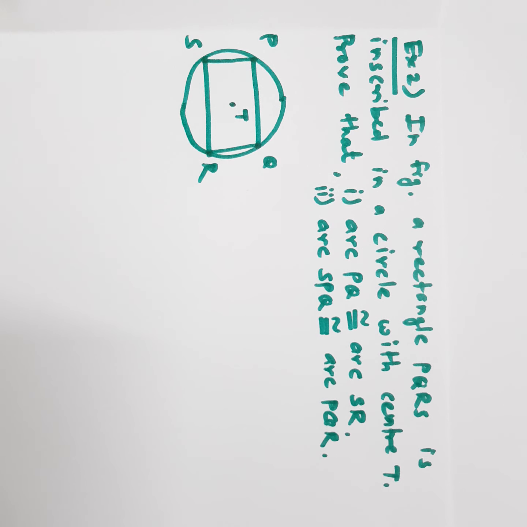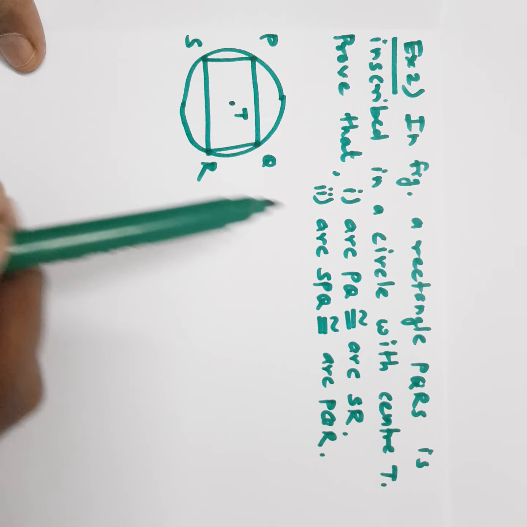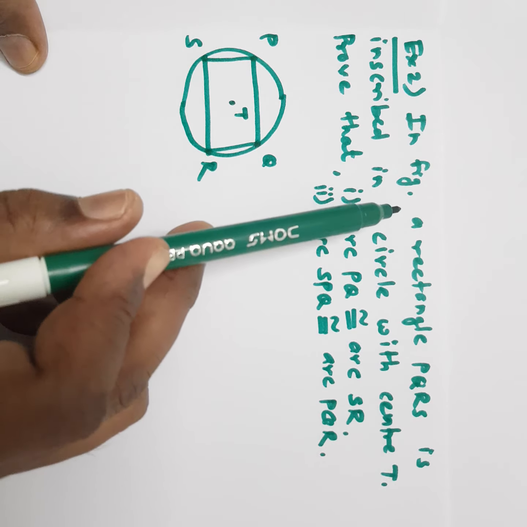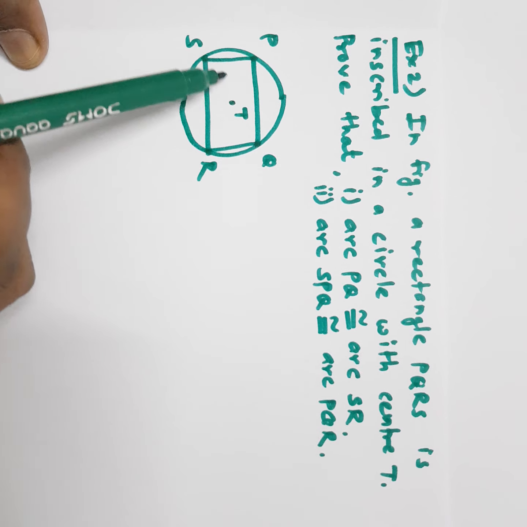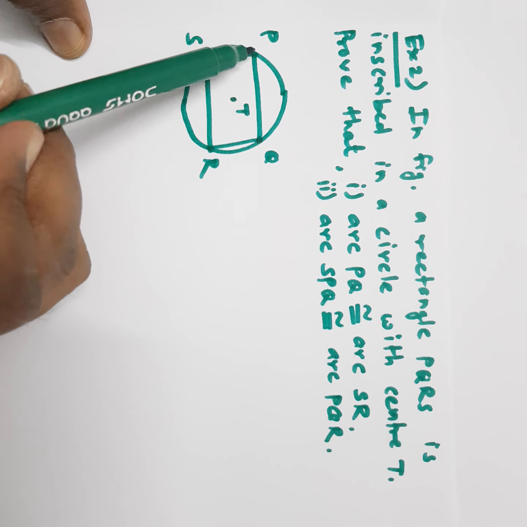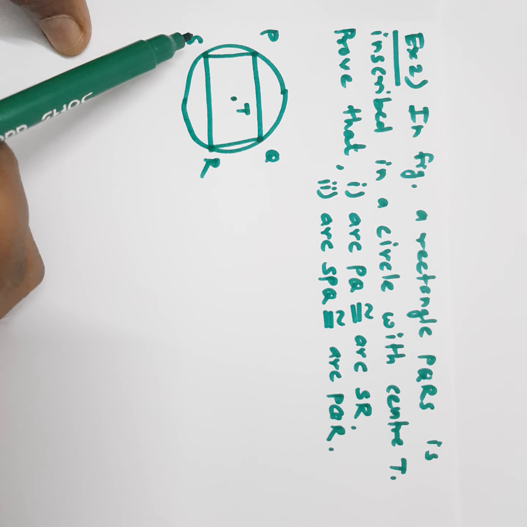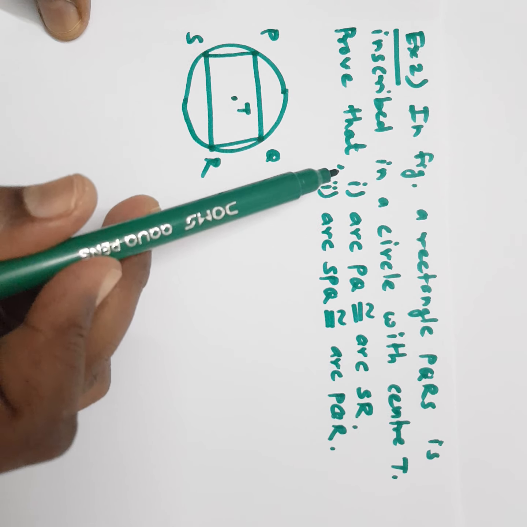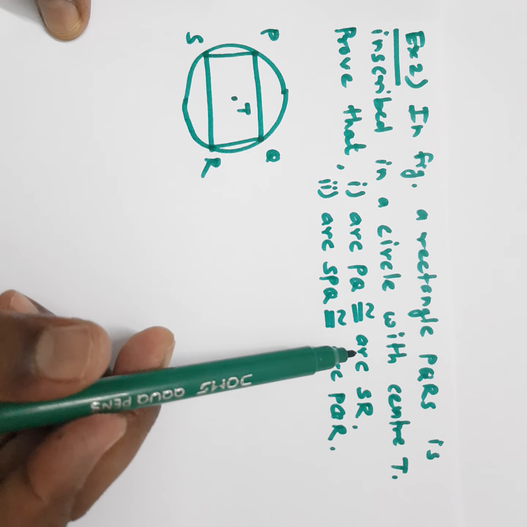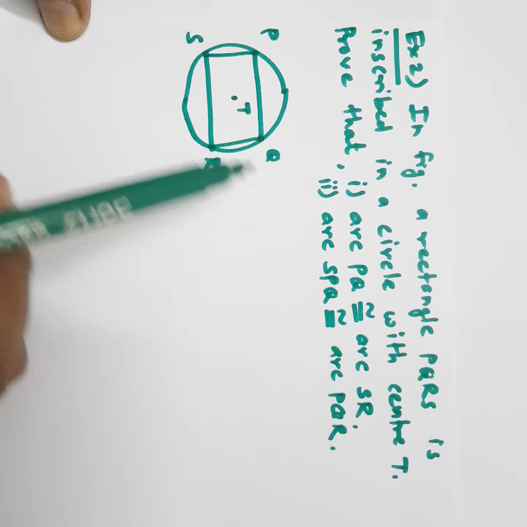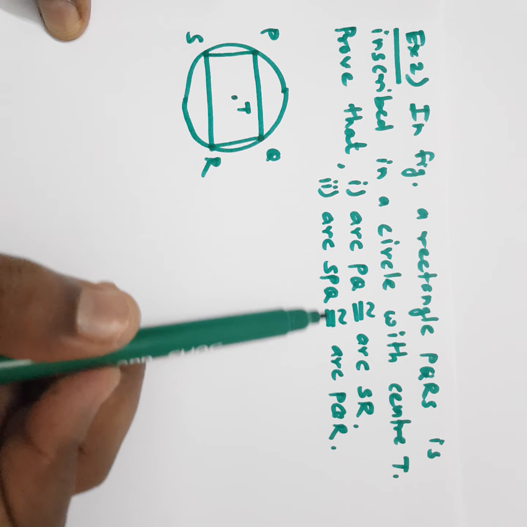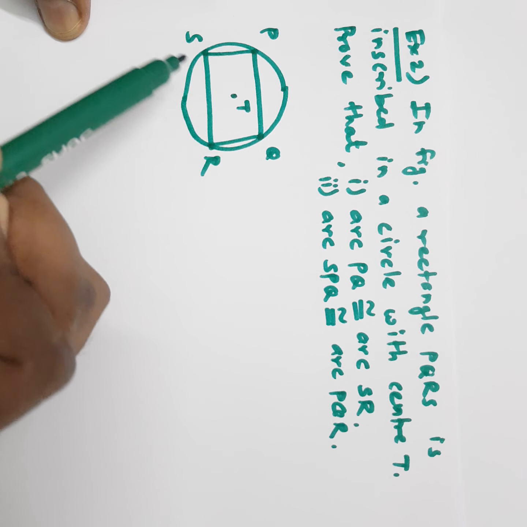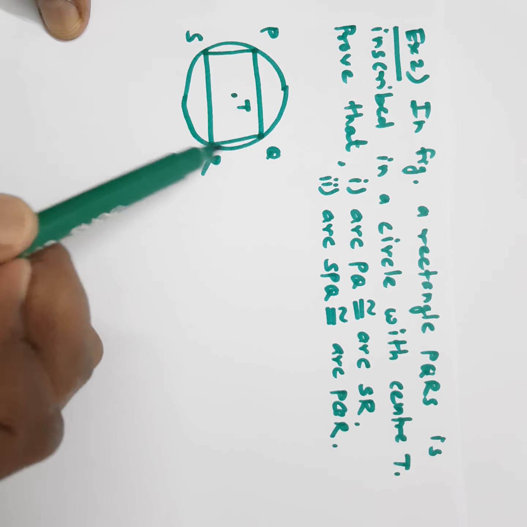Here is one example from the solved examples. Example 2. In the figure, a rectangle PQRS is inscribed in a circle with center T. See here, T is the center of the circle. Quadrilateral PQRS is the rectangle. Then we have to prove that arc PQ is congruent to arc SR, and second, that arc SPQ is congruent to arc PQR.